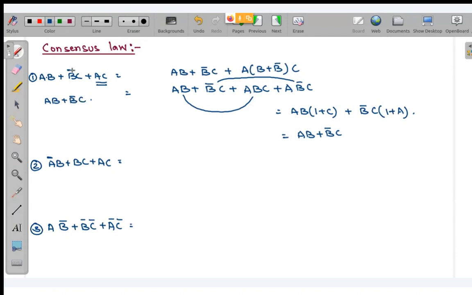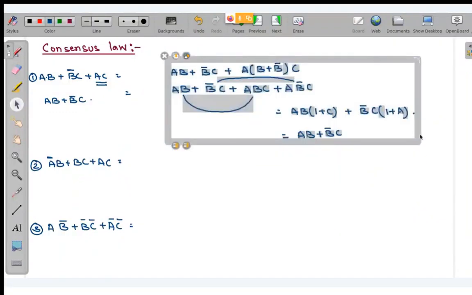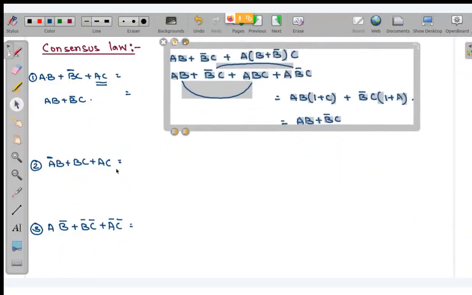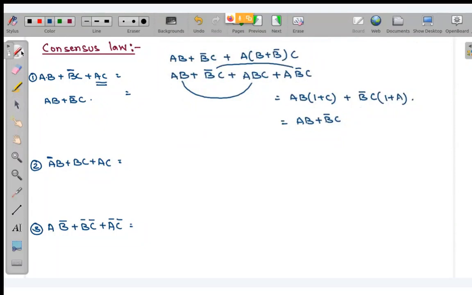Now I will tell you one trick. First tell me what will be the reduced expression for this second one. Quickly tell me. Then I will tell you the shortcut. First you tell me what this one will be. If you solve this also using the same methodology, I am going to expand this one.